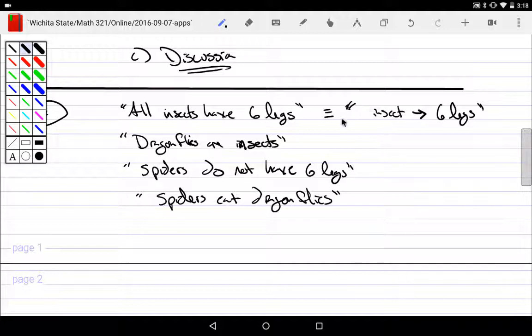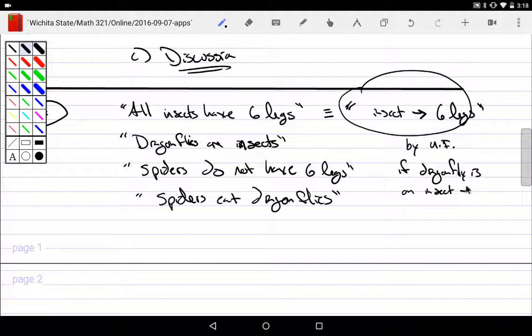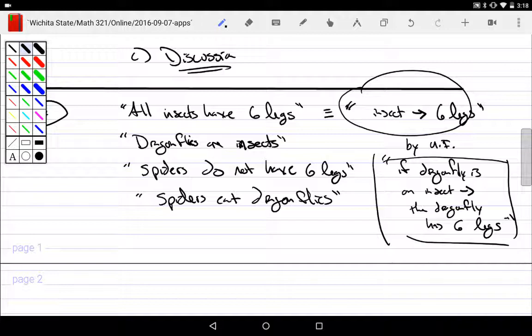So you would be like, if a dragonfly is an insect, then dragonflies have six legs would be universal instantiation. So I could take this particular thing and say, okay, by universal instantiation, it says if a dragonfly is an insect, then a dragonfly has six legs. So this would be a valid conclusion, right? So I found a valid conclusion. By universal instantiation, if you tell me all insects have six legs, that really says if it's an insect, then it has six legs. I can pick a particular instance. If a dragonfly is an insect, then the dragonfly will have six legs. And so that is, I'll call that conclusion one.